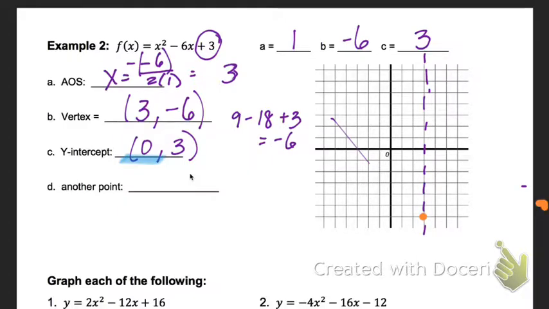So then I'm going to put a point at 0, 3. And then the other point, it's going to reflect. So I am 1, 2, 3 away. I'm going to go 1, 2, 3 to the right. And what would that ordered pair be? 6, 3. Then I will connect the dots. And be done.